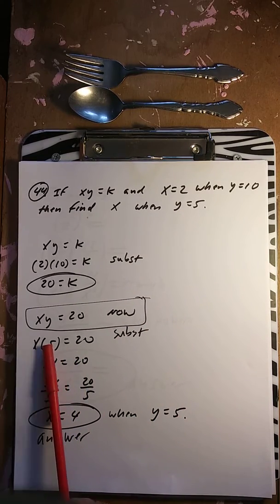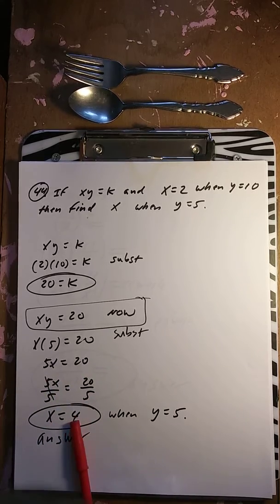x times 5 is 5x. 5x equals 20. Divide by 5. So x is 4 when y is what? 5.